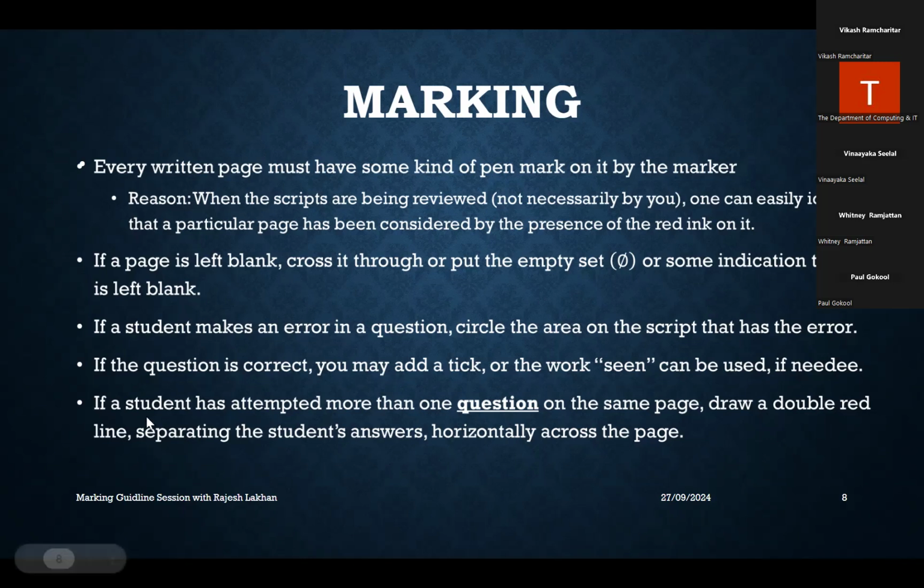So, just technology, right? If a student has attempted more than one question on the same page, draw a double red line separating the student's questions horizontally. So if they have question 1 on the top half of the page and question 1 on the bottom half of the page, draw a red line that separates it so we know it's a totally different question, right? It helps with tallying up the marks.